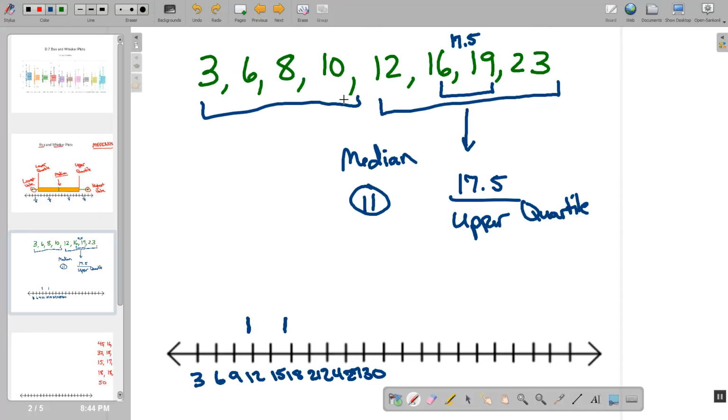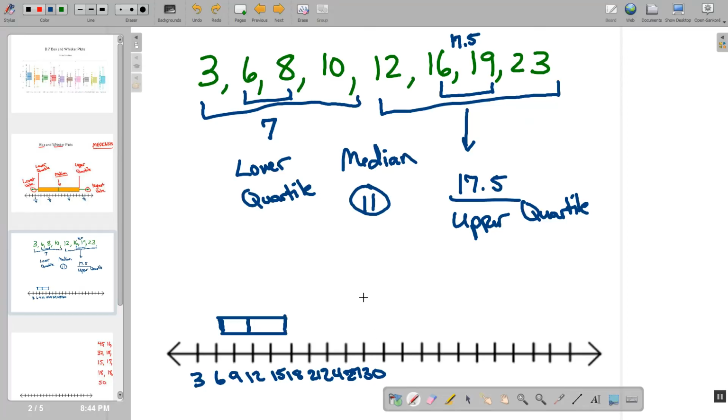Now I have to do the same thing down here. I have to find the lower quartile, or the median from the lower set of data. Same thing, 4 numbers, so halfway between 6 and 8 is the number 7. So then that is my lower quartile. So I go right here, and now I have my box created. So I just simply make my box. So I actually have the box of the box and whisker plot done.